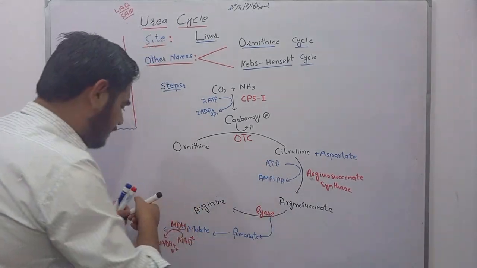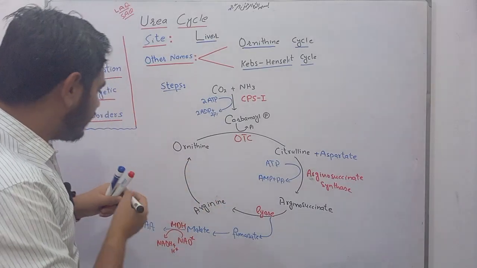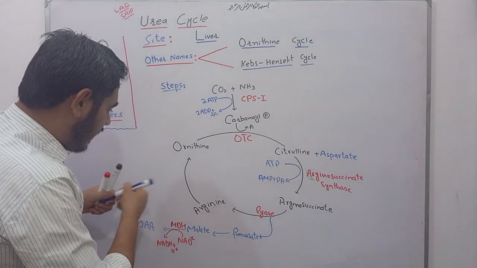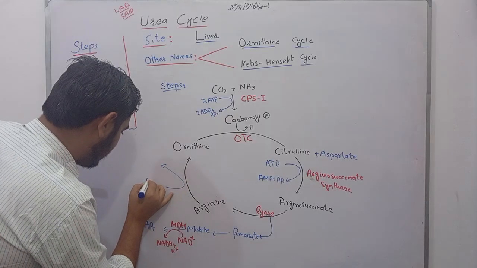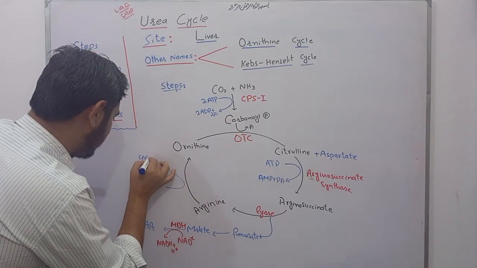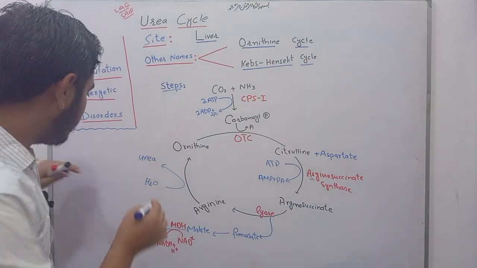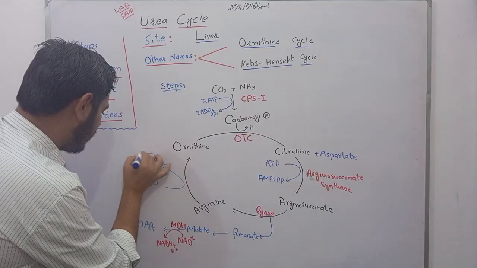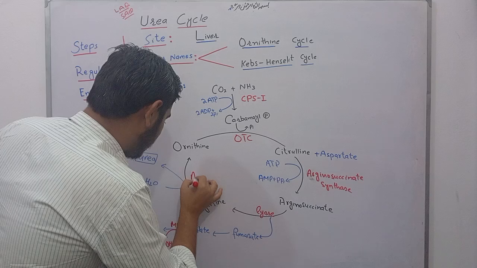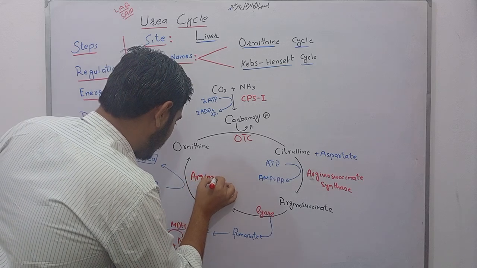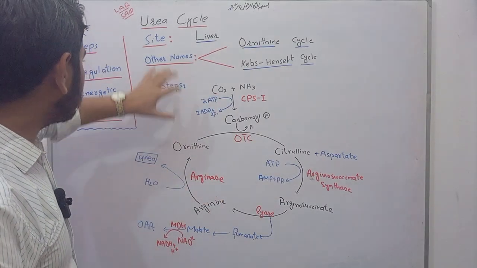In the last reaction, this arginine converts into ornithine, and there is an incorporation of water and a formation of urea, with the help of an important enzyme, that is the arginase enzyme. So friends, it is all about the steps of the urea cycle.